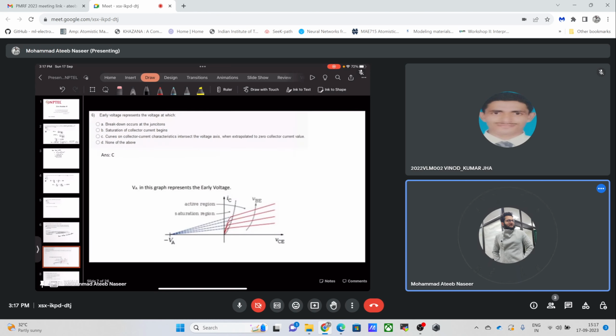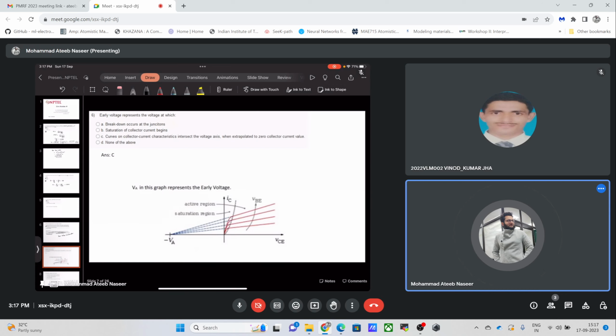Okay. Now you must have seen this output characteristic graph. It says that we are having this early voltage representation.